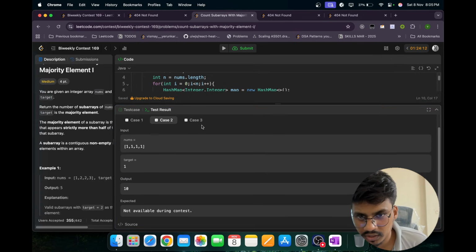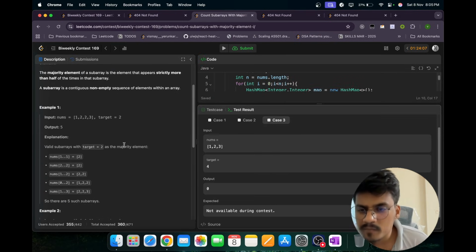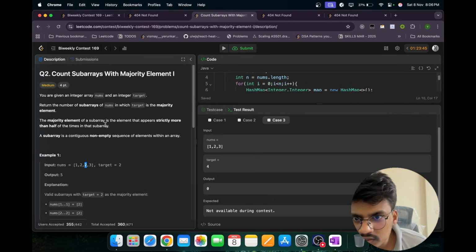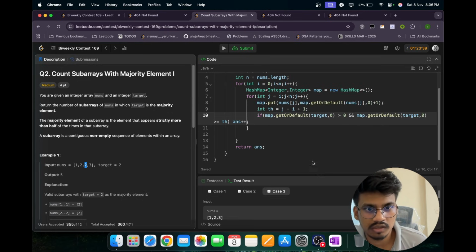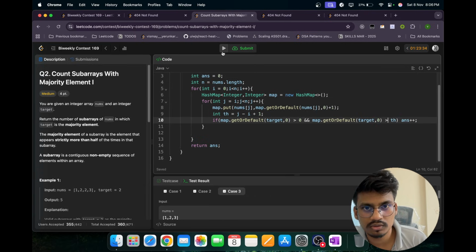Output is 3, 10 and 0. Okay, 5, 10 and 0. So here it is 2, so 2 is appearing at least half. Okay, 1 and 2. Okay, 1, 2 and 3, 4, 5 and 6 will, which one is this? Strictly more than half of the elements in that subarray. More than half of the elements. Okay, so it should be strictly greater than threshold.